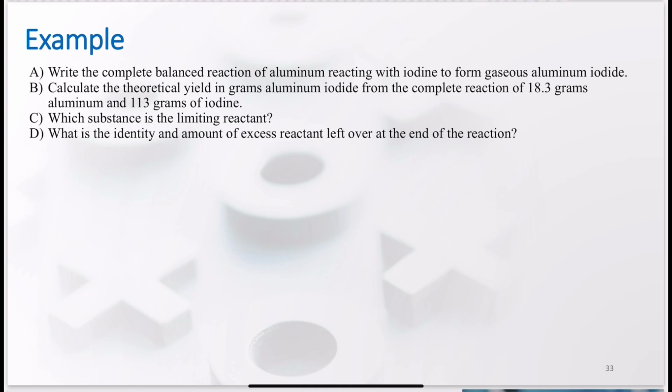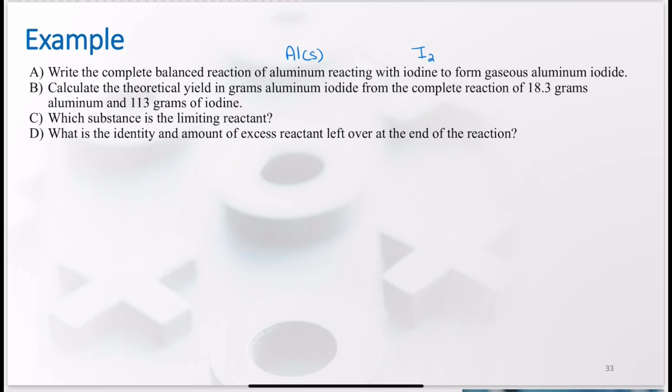First, part A, write the complete balanced reaction of aluminum reacting with iodine to form gaseous aluminum iodide. Okay, first thing you need to do is write down what the chemical formulas are of the species you're interested in. I know aluminum is Al, and it's a metal on my table, and all metals except mercury are solids. I know iodine is one of my diatomics, so I know that means I2.